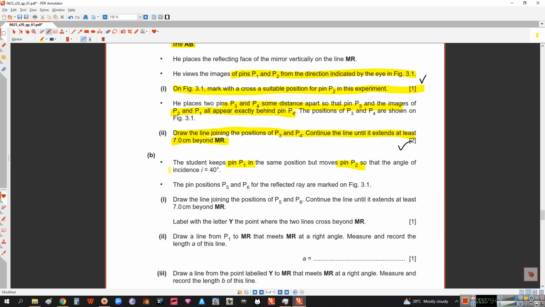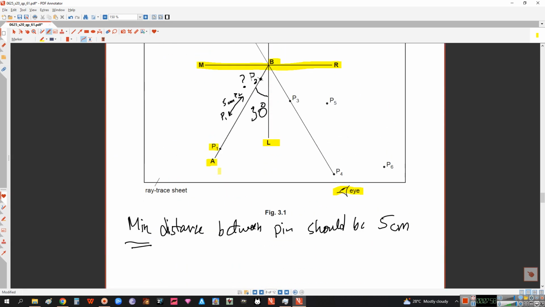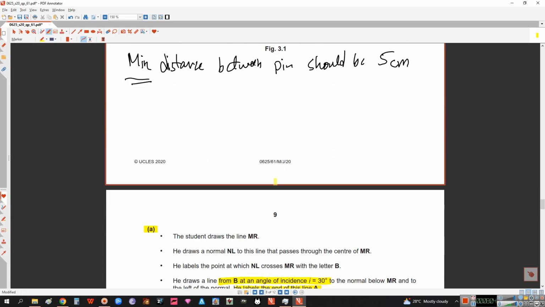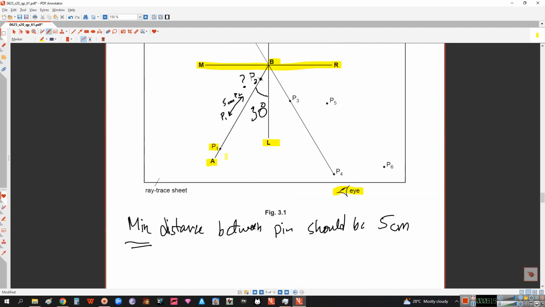the angle of incidence is now 40 degrees, right? So in part B, he has now moved pin 2 so that the angle is now 40 degrees. The pin 5 and 6 are the refracted ray marked on this. Draw a line joining P6, P5 so that it extends 7 beyond through MR. Now he's done the same thing.